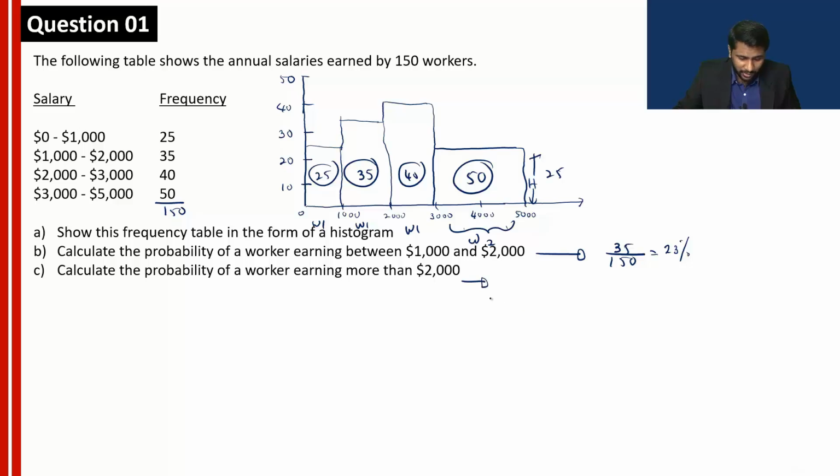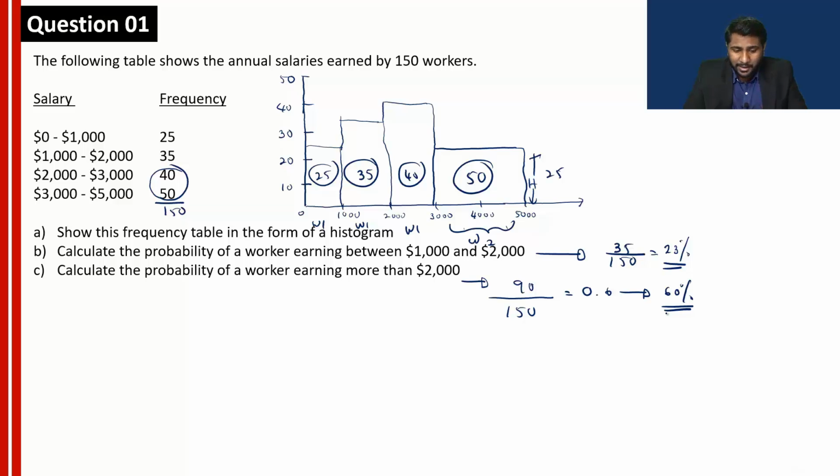Earning more than 2000. Then you have 150 employees. How many of them are earning more than 2000? These two categories. That means 90. Then here I am getting a value of how much? 90 divided by 150. It is 0.6. 0.6 means as a percentage, how much is that? 60%. Here we calculated the probability. So this is a very simple calculation, right?